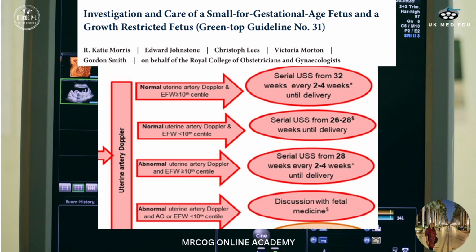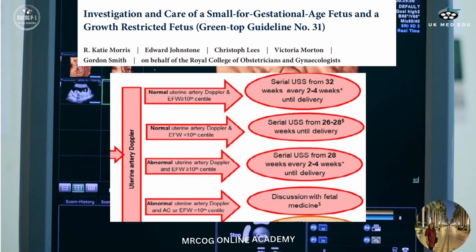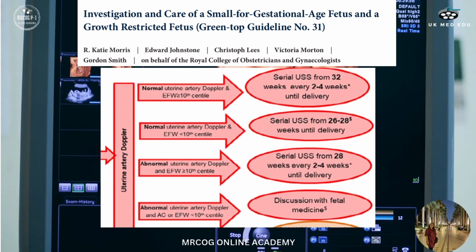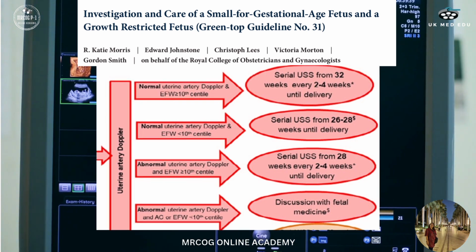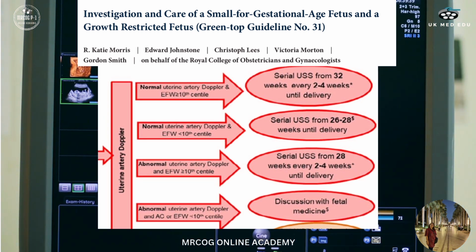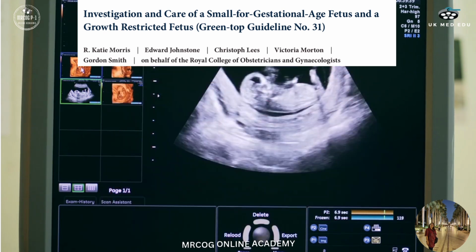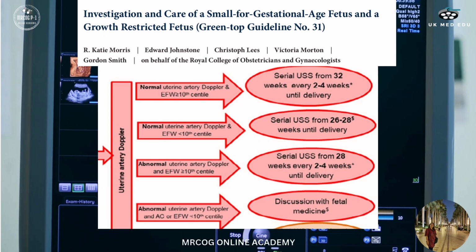If uterine artery Doppler is abnormal and the estimated fetal weight is more than or equal to 10th centile, then we have to do serial ultrasonography from 28 weeks every 2 to 4 weeks until delivery. If abnormal uterine artery Doppler and abdominal circumference or estimated fetal weight less than 10th centile, we have to discuss with the fetal medicine unit. These high-risk pregnancies require careful monitoring to detect growth restriction early and intervene when necessary.